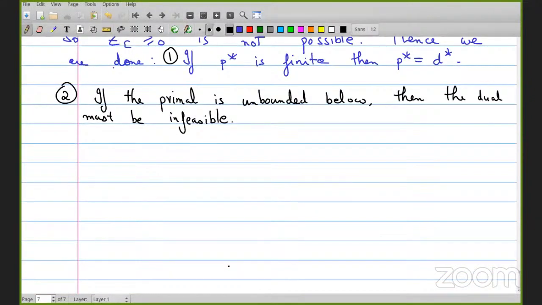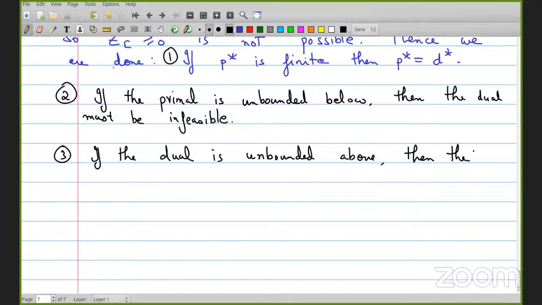And the same kind of argument would also tell us that if the dual is unbounded above, then the primal must be infeasible.